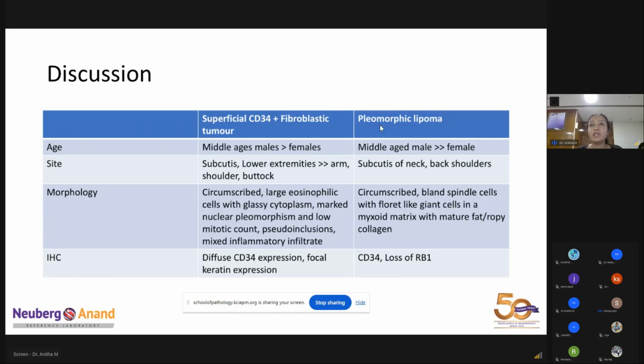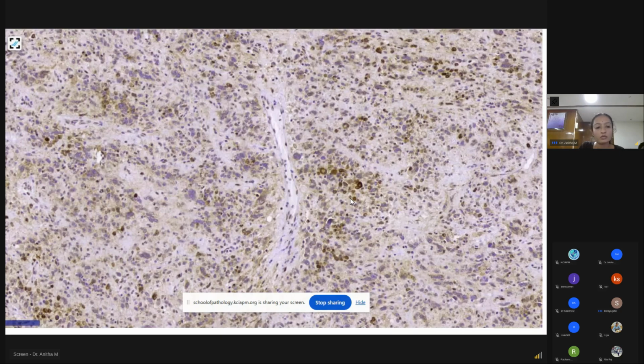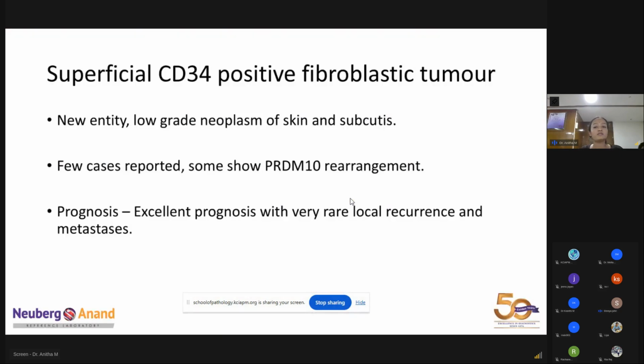To differentiate between these two, what we can do further is to look for expression of RB gene 1. Superficial CD34 positive fibroblastic tumor is a new entity, a low-grade neoplasm of skin and subcutis. Only a few cases are reported. Prognosis is said to be excellent with complete excision.